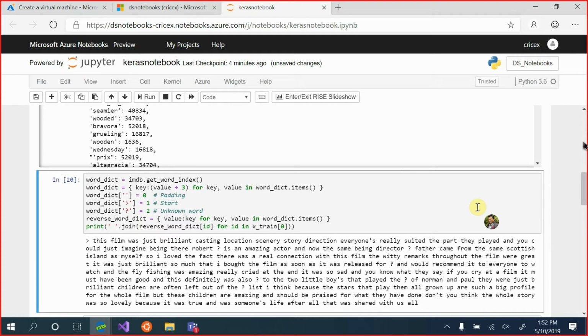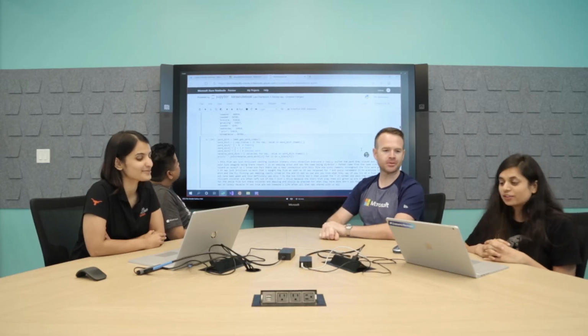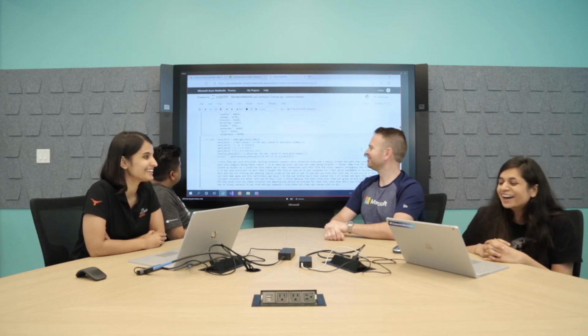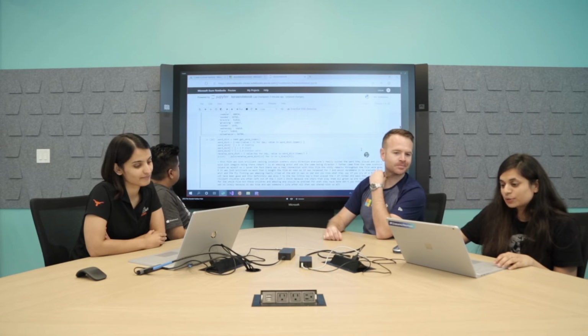Okay, so it's just concatenating all the words together. Yes, it's getting what the integer is corresponding to which word in the dictionary and putting it all back together. So a human can read it instead of a machine. Yes. So now we've got a good idea about our data set. Let's switch over to Kirti.